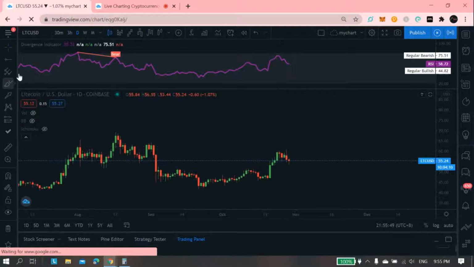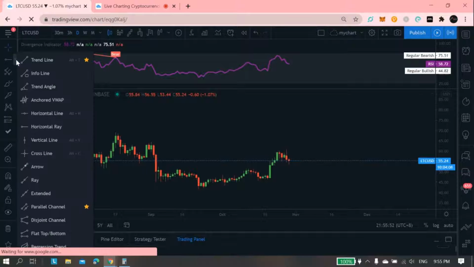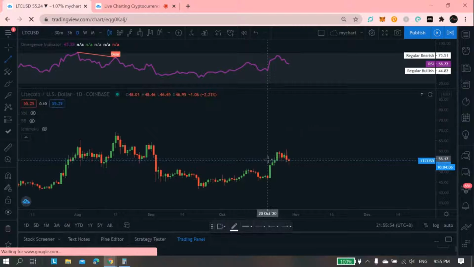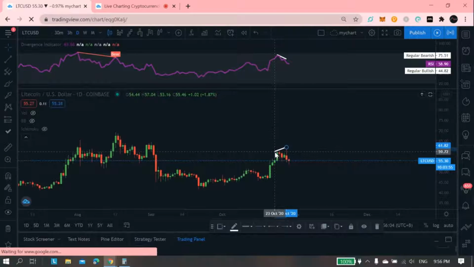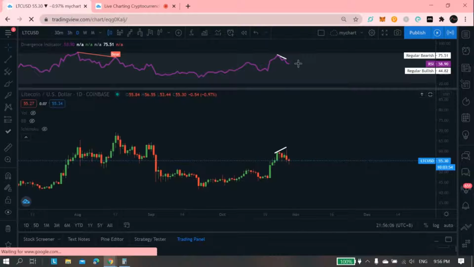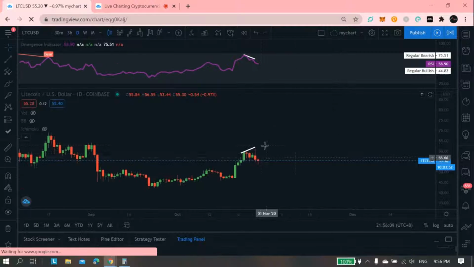Actually, there's a bearish divergence here at the 1-day time frame. This is going up, but this is going down. That's why it continues to go lower here.